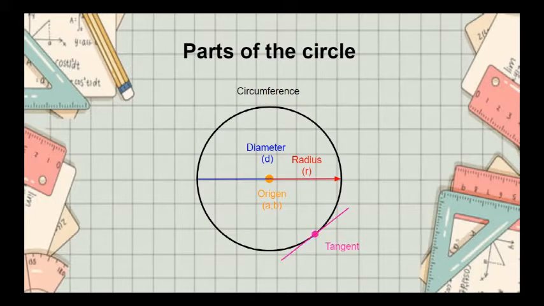Tangent is a line that touches a circle at only one point. A tangent is perpendicular to the radius at the point of contact. The point of tangency is where a tangent line touches the circle. Secant: a line that intersects the circle in 2 points. Finally, arc. An arc is a part of the circle. It can be measured in degrees.